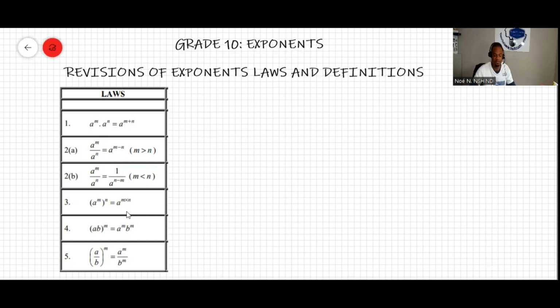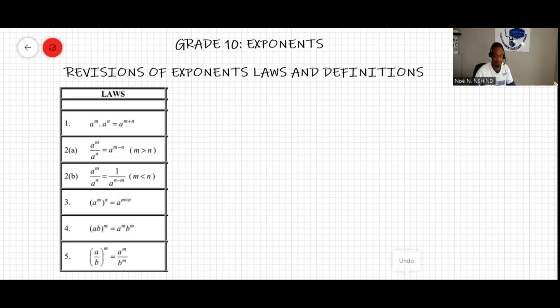And then a to the m raised to the power of n is a to the m times n. And a times b raised to the power of m: the exponent here applies to all the variables or all the constants within the bracket. Same thing here, a over b to the power of m. This is for both the numerator and the denominator.